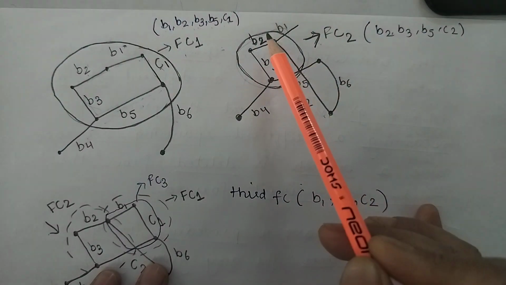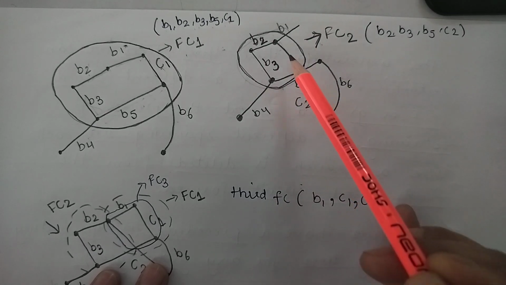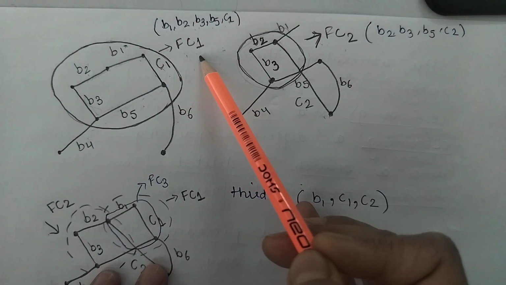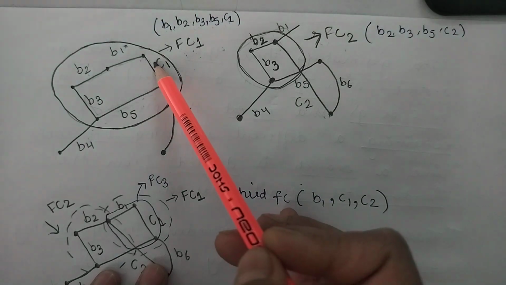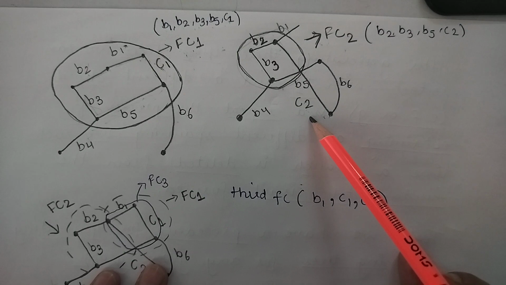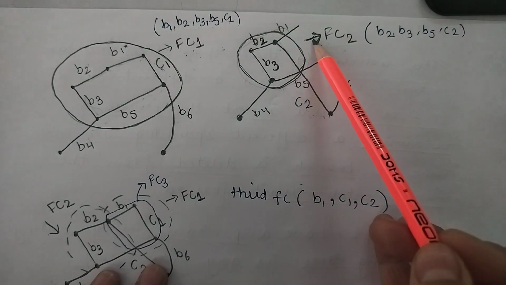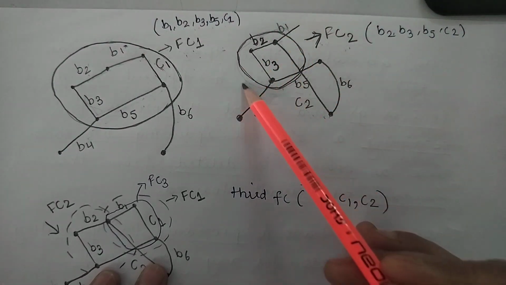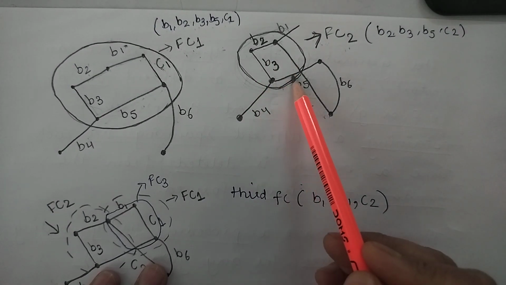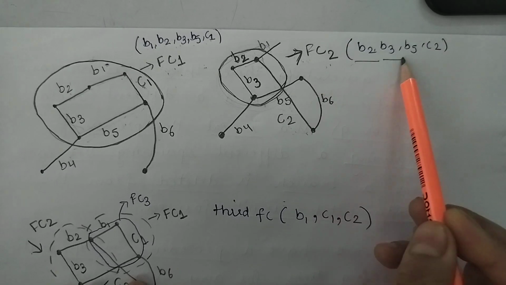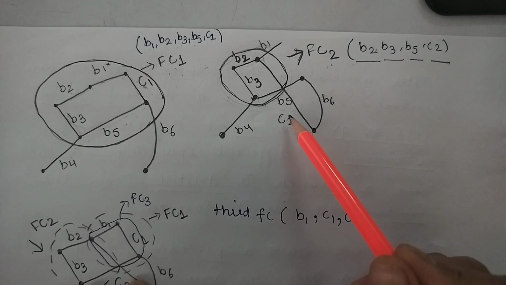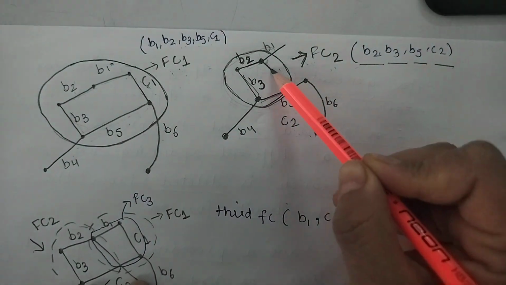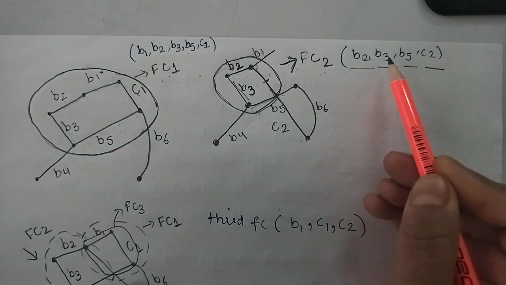So I added one chord C2, I got one fundamental circuit, and I name it FC2. When I added chord C1, the fundamental circuit was FC1: one chord, one fundamental circuit. Similarly, by adding one chord C2 to the spanning tree, I got one fundamental circuit named FC2. This fundamental circuit consists of branches B2, B3, B5 and chord C2. Sorry, the chord is C2, not C1. This is chord C2 from here to here, right? So the fundamental circuit is B2, B3, B5, C2.